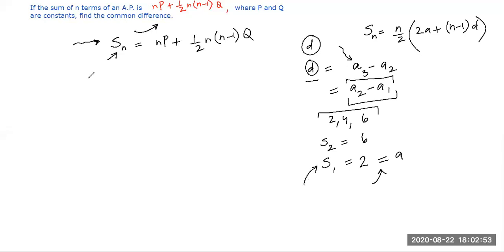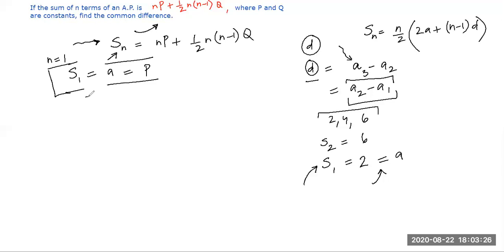So if I want to find the first term, I will put n equal to 1 and I will get S1, the sum of the first term. Since there is only one term, you don't add 0 with that. So the first term a1, or a, with n equal to 1, becomes p, 1 minus 1 is 0, and your first term is p. Or you can simply say the sum of the first term is p, since in one term there's only one term.